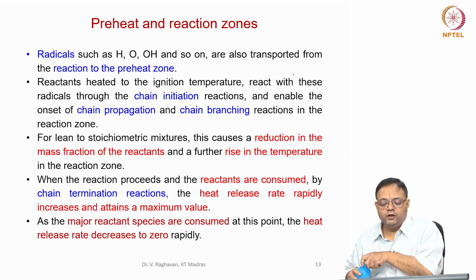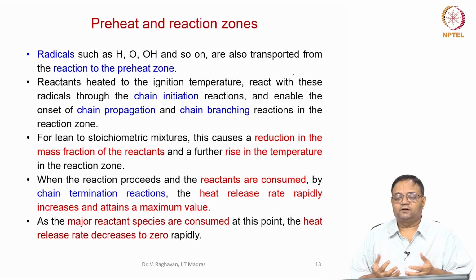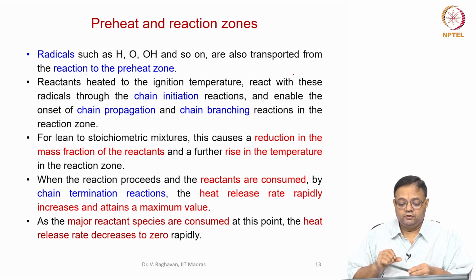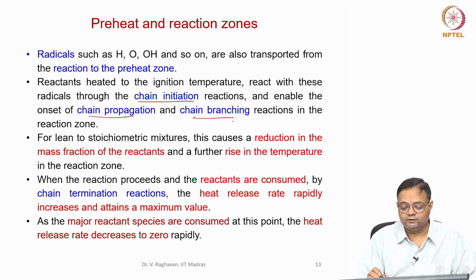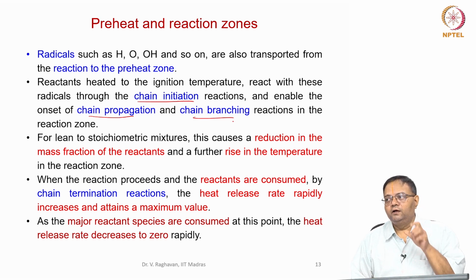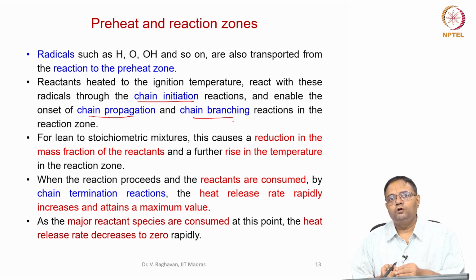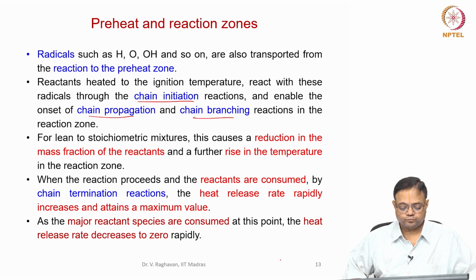The reactants heated to the ignition temperature will react with the radicals, and the chain initiation reaction can take place. Now more radicals can also be produced in this zone, and chain propagation and chain branching reactions can be facilitated due to this in the reaction zone. So it is not only the heat transfer from the reaction zone to the preheat zone, it is also the radical transport from the reaction zone to the preheat zone, which keeps the flame propagating over the unburnt mixture.